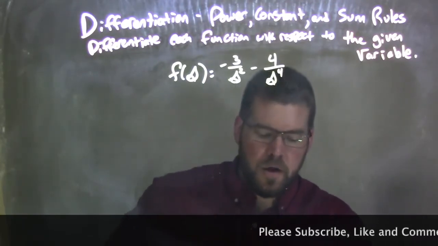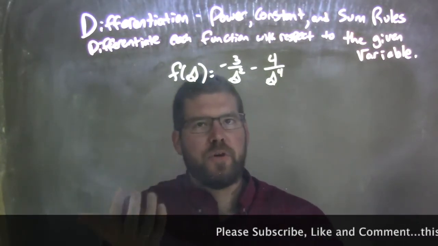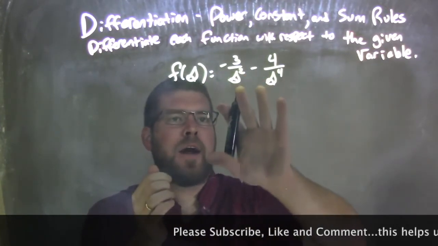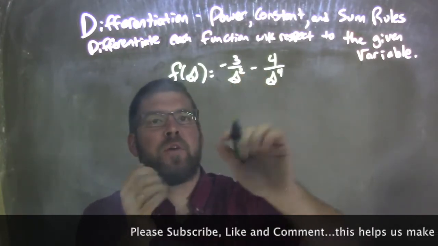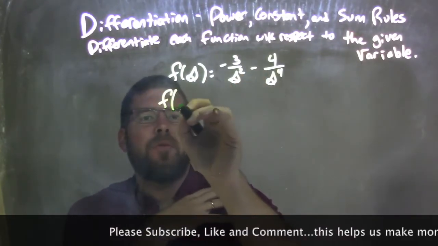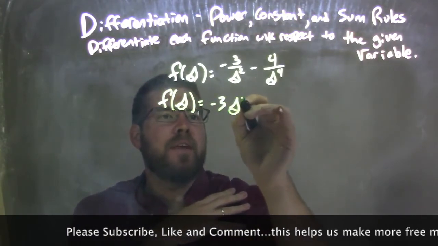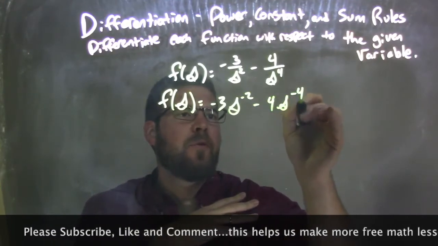Okay? So, if I want to derive this, my given variable is s, and what I like to do is rewrite all of my fractions that have an exponent in the denominator with the variable, and bring it to the numerator. So I'm going to rewrite this to be f of s is equal to negative 3 s to the negative 2 power minus 4 s to the negative 4th power.